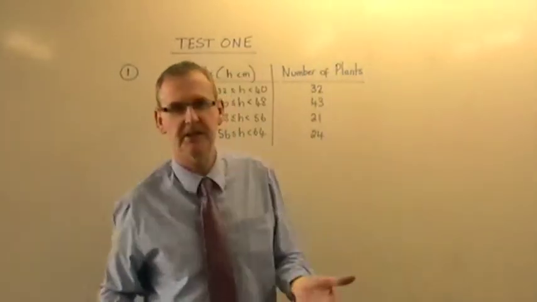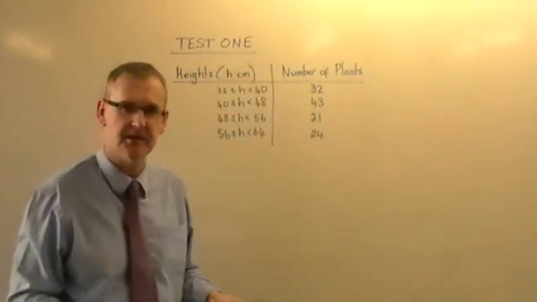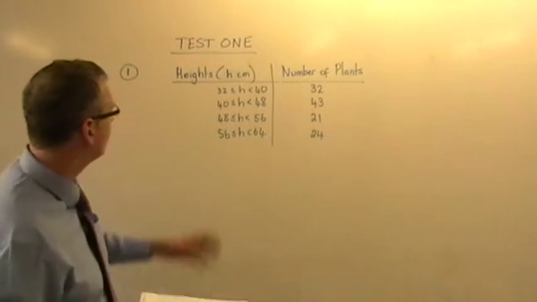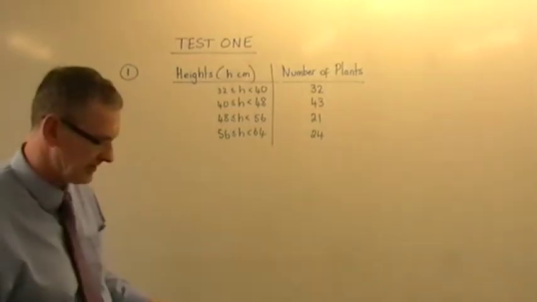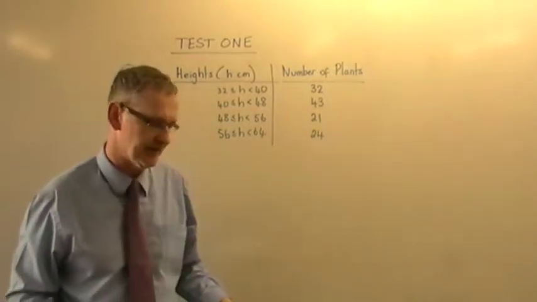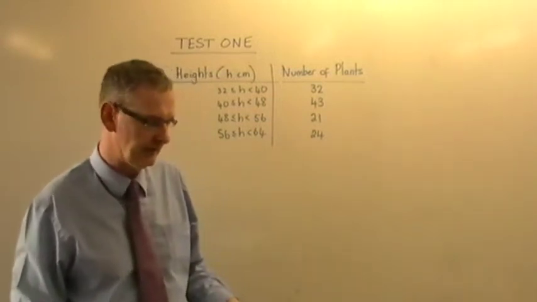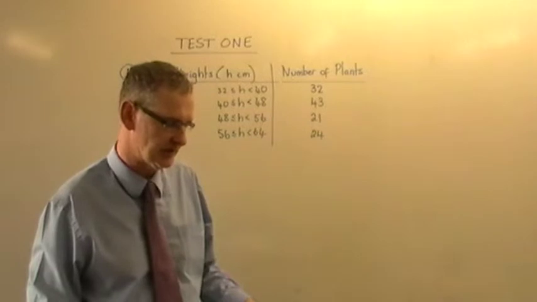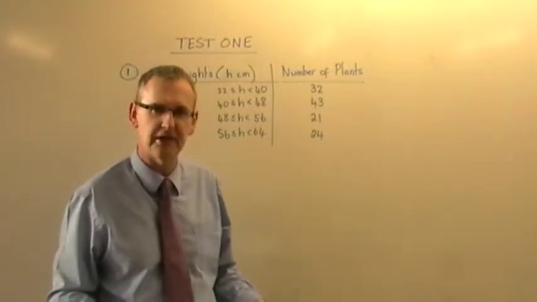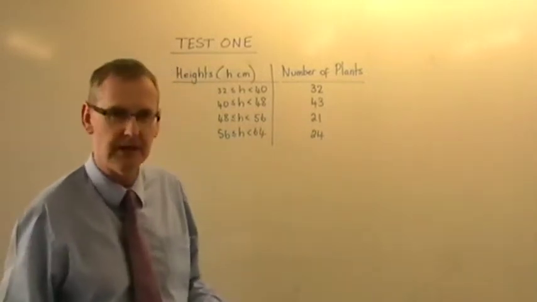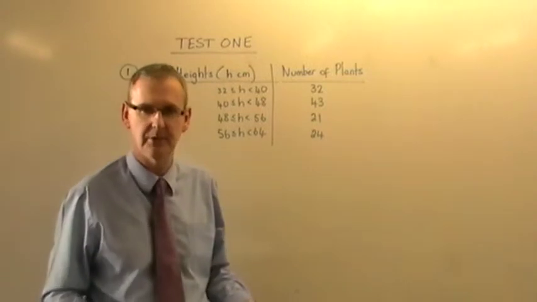Okay, let's have a look at the solutions to this test. Question number 1, I've already put the table on the board. It says the heights of 120 plants were measured in centimetres. The table below shows a grouped frequency distribution of the heights. Do not be put off by that phrase, grouped frequency distribution. It just means a group data table.